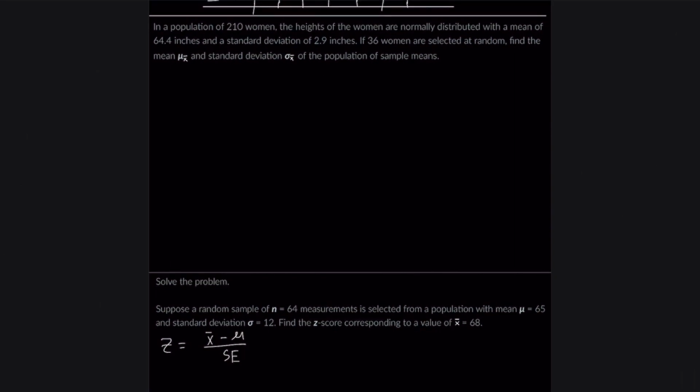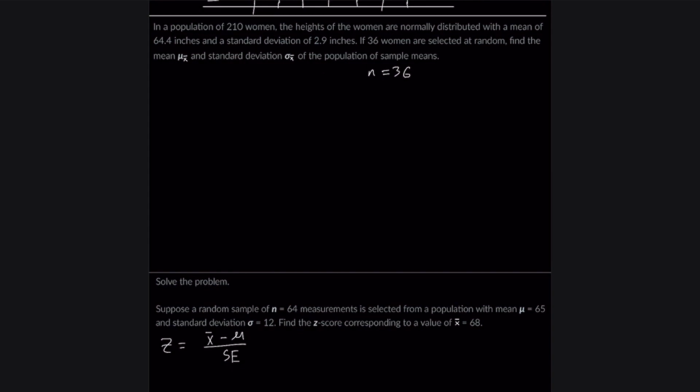So the next problem. In a population of 210 women, the heights of the women are normally distributed with a mean of 64.4 inches and a standard deviation of 2.9 inches. If 36 women are selected at random, find the mean and standard deviation of the population of sample means. And so now if we get here, we know automatically n equals 36, right?